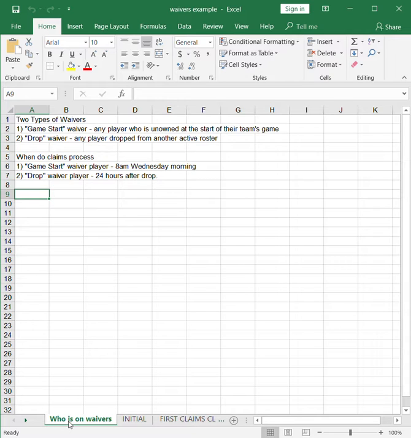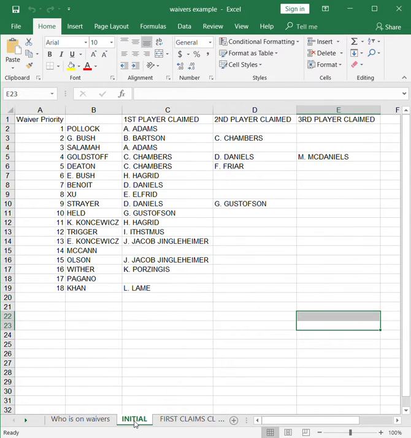So, if a player goes unclaimed, that player will become a free agent, and free agents are awarded first come, first serve. So we're going to start this example by looking at our initial order. As you can see, our initial order and our initial players claimed.